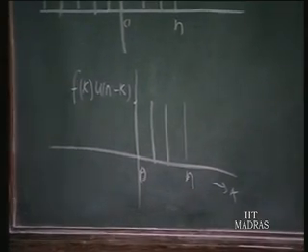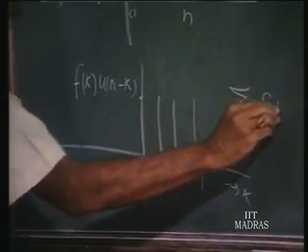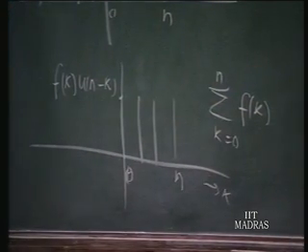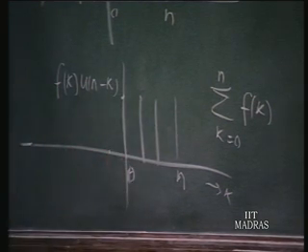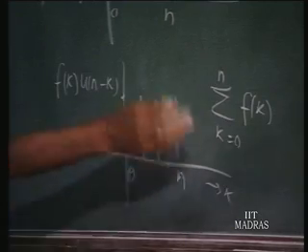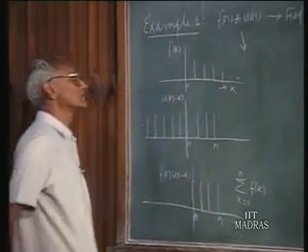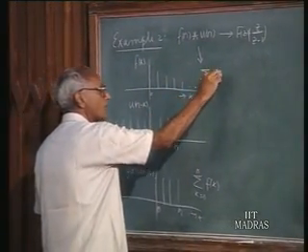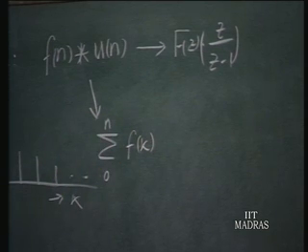So the summation of this set of samples is indeed the sum of f(k) from k equals 0 to n, because the product will be 0 outside this range, for n less than 0, k less than 0 and k greater than n. So in other words, the convolution of f(n) with u(n) is the summation of the first n plus 1 samples from 0 to n.